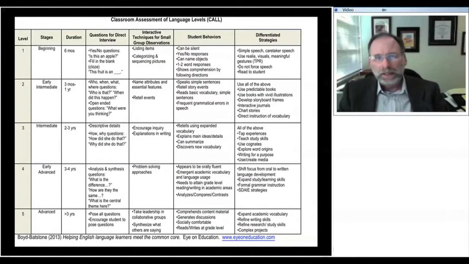What I did is I put together this chart to help us understand these different language levels. You will notice, I'm going to use the arrow here. You will notice that there are 5 different language levels that I've articulated. There's beginning, early intermediate, early advanced, and advanced. Something else that I put in this chart is the duration.